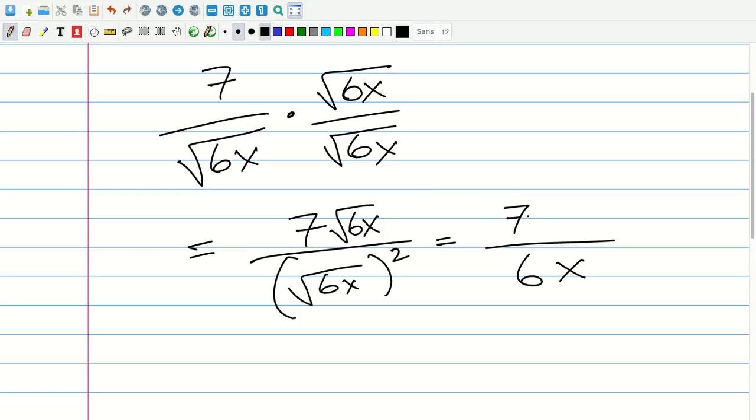So it's going to be 7 root of 6 root x, and all over 6x. That's what I would put as my final answer for that one.